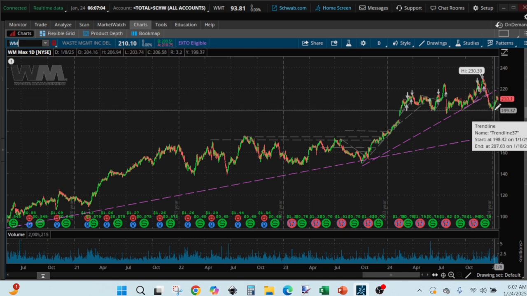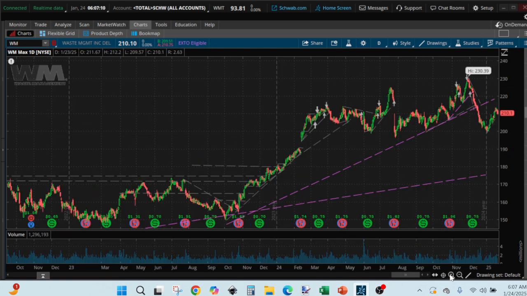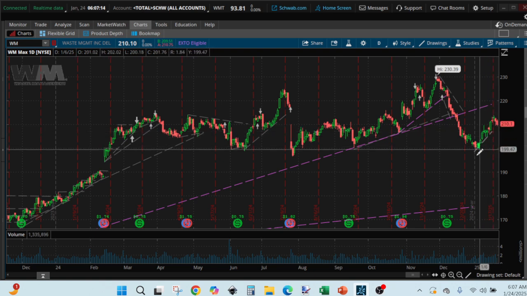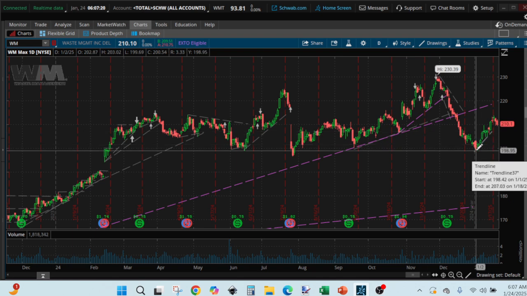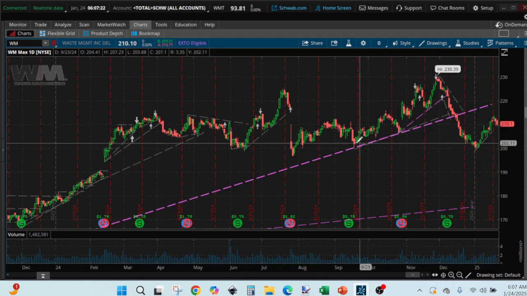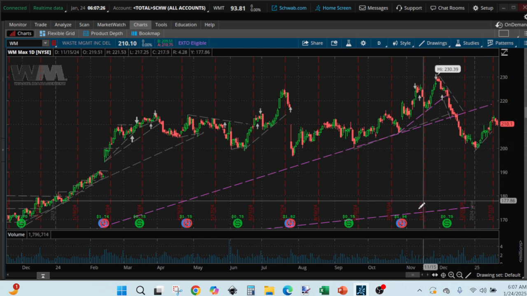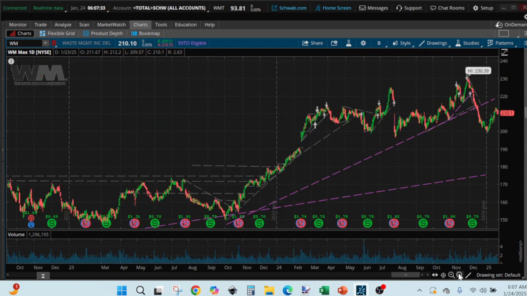Because of that though, I think it could be a good entry point because it's making higher highs and higher lows here. If today is a green bar, it could be a good entry point. Since it's using a previous support line, it could be a strong support for it to go back up from there. But because we already have it in our portfolio, we are not going to buy it again.